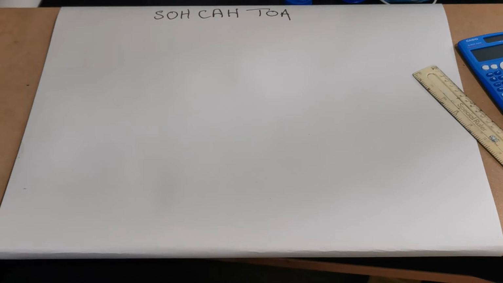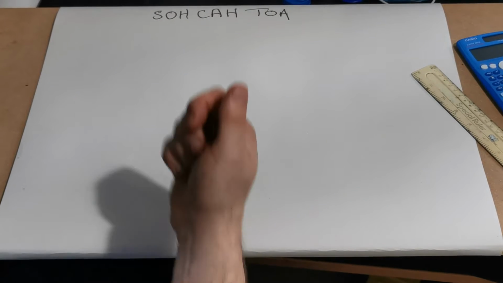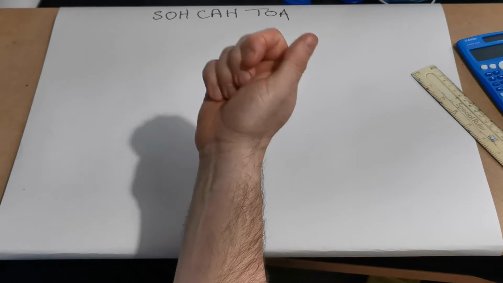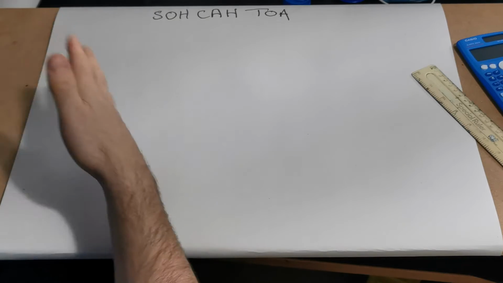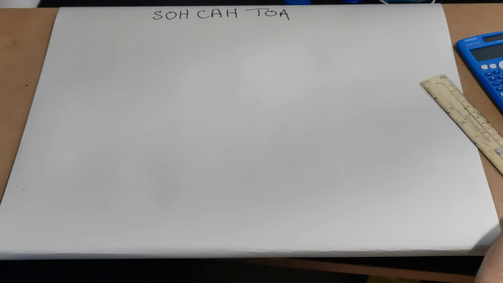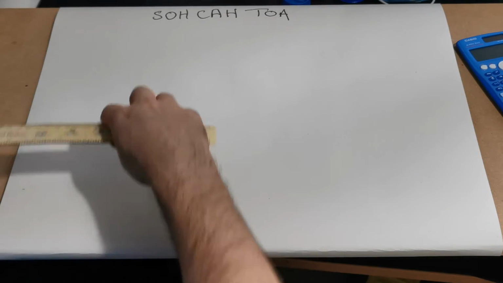Hi guys. So far on this topic of trigonometry, we've done using sine to find a side, using cos to find a side, and using tan to find a side. And we did them all in separate parts. Now I want to look at how you make the decision on which to use.